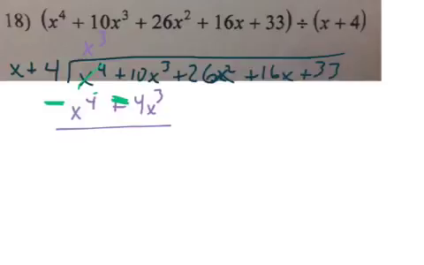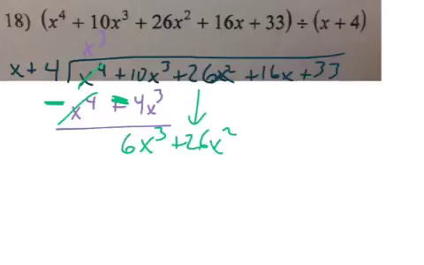Notice the x to the 4ths cancel out. 10 minus 4 is now 6x to the 3rd. And I bring down my 26x squared. And we start all over again. So now I'm looking at the x going into this 6x cubed. And I hope you agree that's a plus 6x squared.